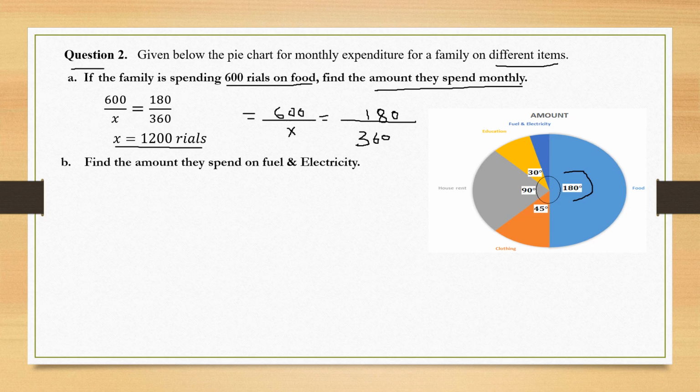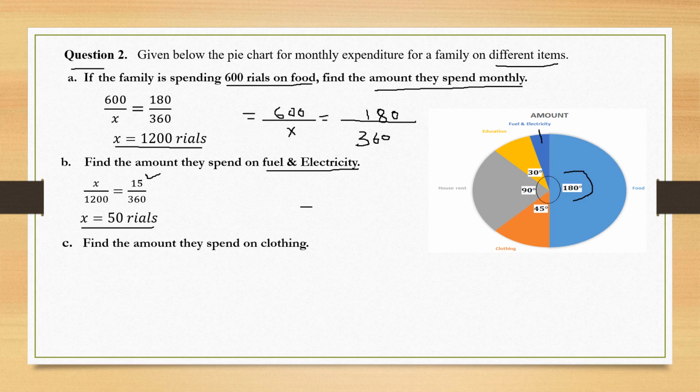Now in part B, we need to find out the money spent on fuel and electricity. This is the angle for the fuel and electricity, but it is missing. So we will add all the angles and subtract the sum from 360 degree. The answer will become 15 degree. So x divided by 1200, as in the previous lesson, so x is equal to 50 real.